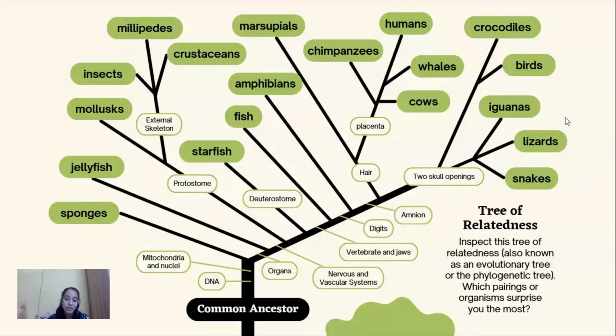The tree of relatedness. Inspect this tree of relatedness, which is also known as the evolutionary tree or the phylogenetic tree, and understand which pairings of organisms surprise you the most. You can comment down your answers below and let me know.